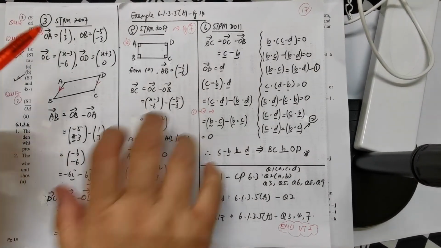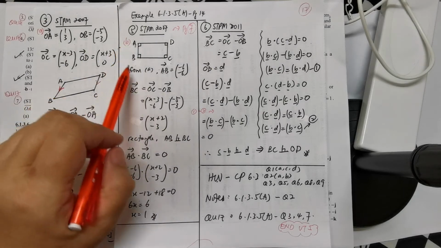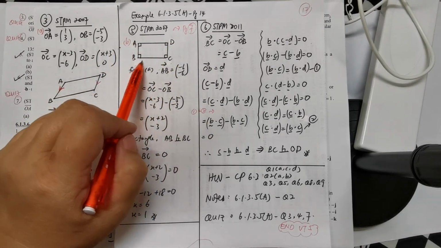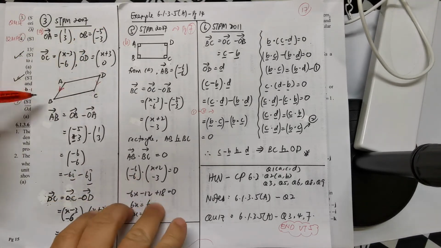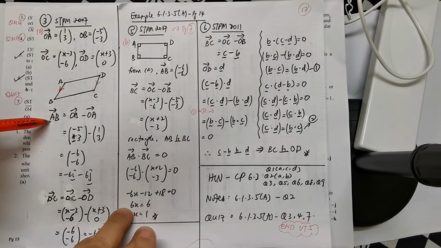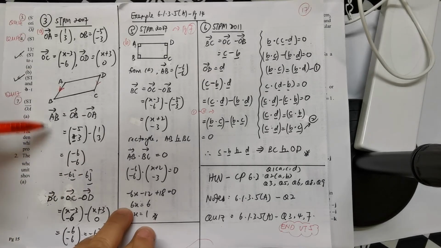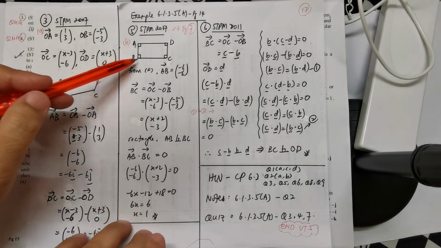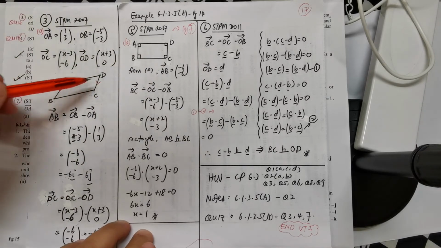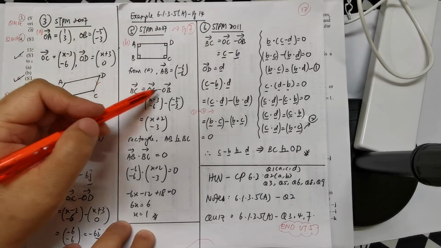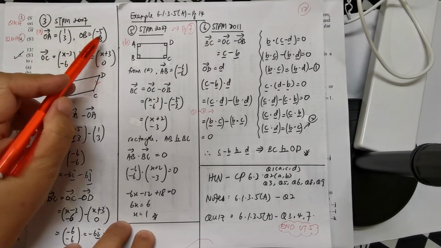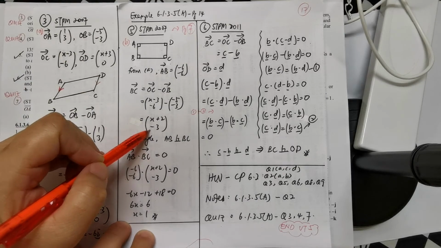Okay. So now we want it to be a rectangle. ABCD is a rectangle. So rectangle means perpendicular. So I'm going to use AB and BC. From part A, AB I have calculated: -6, -6. Then I have to calculate BC, because these are not suitable anymore. BC is OC minus OB. So I get this. This is your BC.